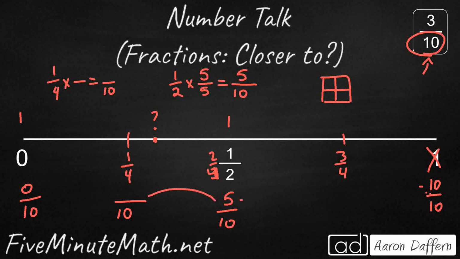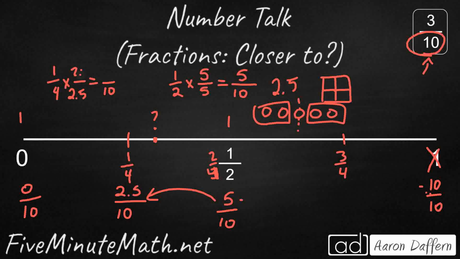Now I need to think, what's half of that 5? So if I were to take 5 and cut it in half, right? I'd get 2 on this side, I'd get 2 on this side. I'd have to cut that middle one in half. So really it's 2.5 or 2.5. So that's why you really couldn't convert from fourths to tenths without getting into decimals, right? It would be 2.5. And that's going to make this 2.5 tenths. So here's my 2.5 tenths.